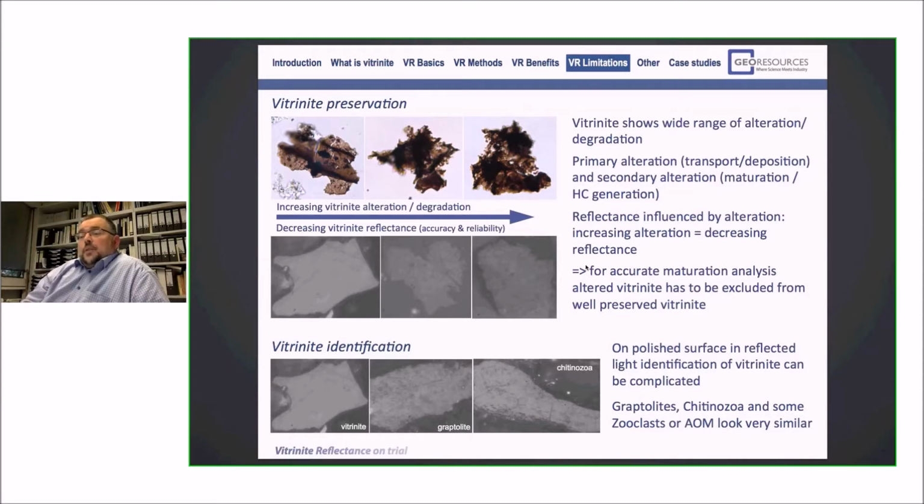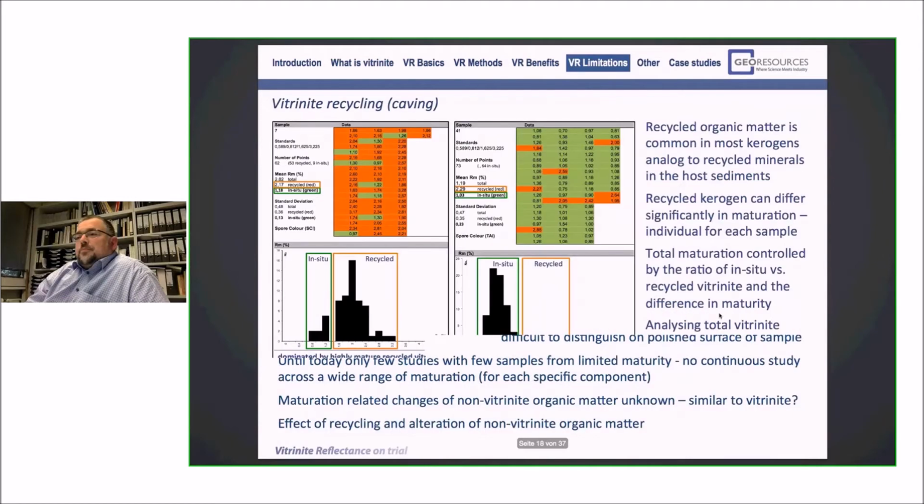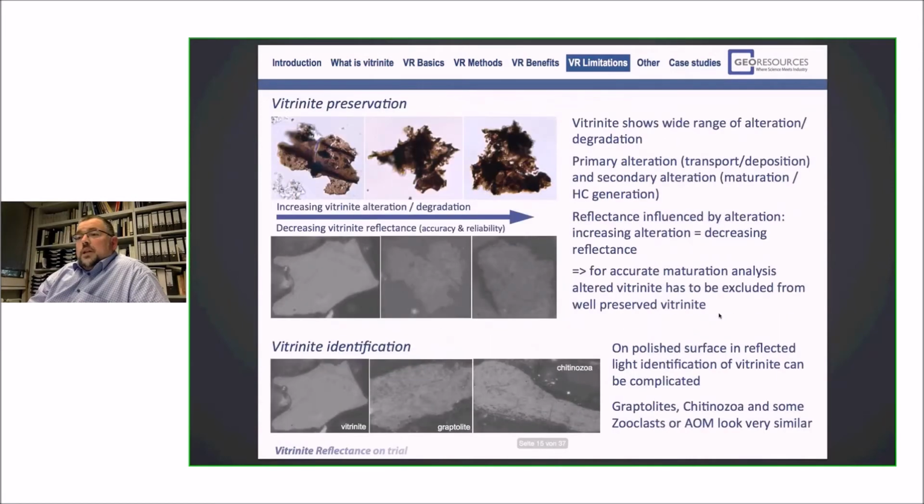So if we have a sample mixed, like here, this is one sample. As I said before, we have well-preserved material, we have poorly preserved material. So for accurate maturation analysis, these altered and degraded vitrinite clasts, like these ones here, have to be excluded from the well-preserved vitrinite, and the maturation analysis should be based only on these well-preserved vitrinite particles, not on this rotten stuff over here. The other point is, okay, let's go up again, it's too fast.